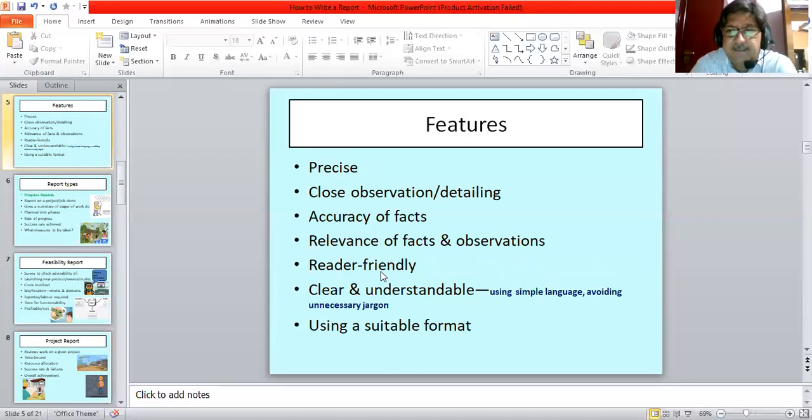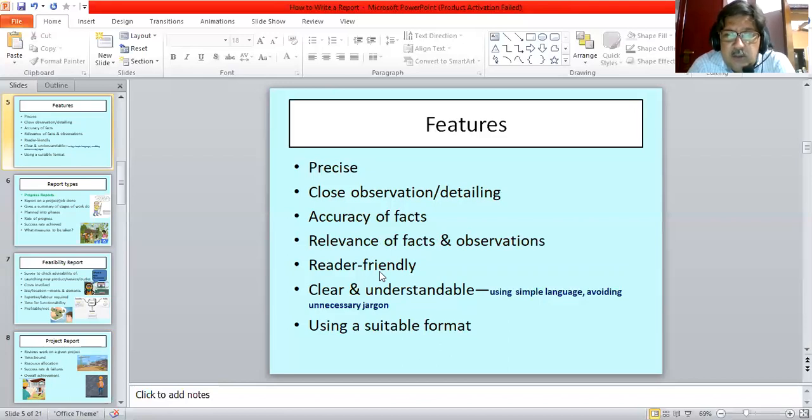Now, certain features of the report we would like to outline first. Reports are clear and precise statements of facts. So they're very precise. So they are focused on the facts and on the facts alone. So they do not contain a lot of other elaborations about the facts, except for as much as is required by way of explanation.